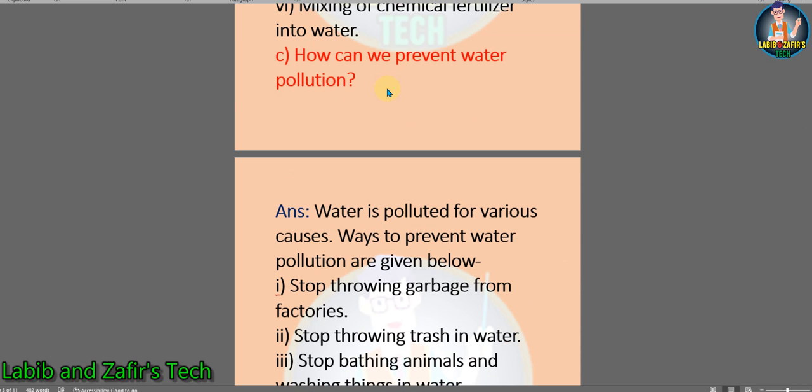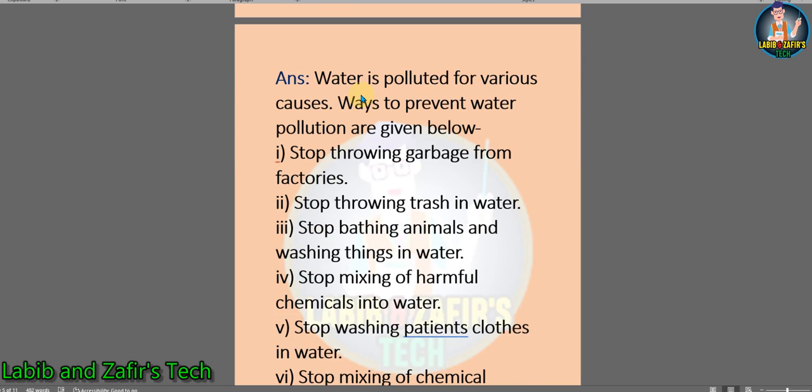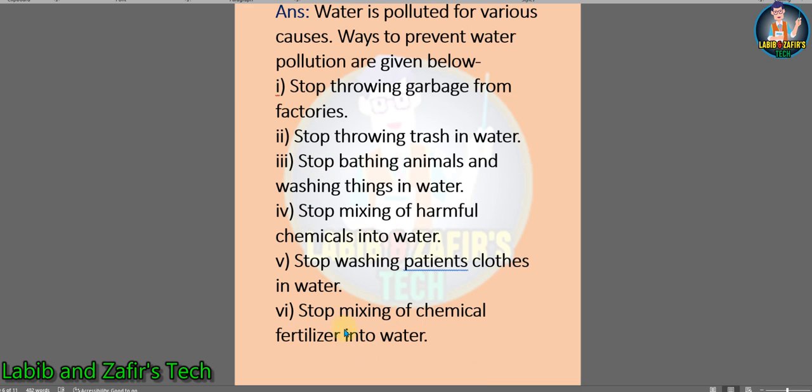So students, this is our third question. So we can see the question is, how can we prevent water pollution? So here is the answer. Water is polluted for various causes. Ways to prevent water pollution are given below. Number 1, stop throwing garbage from factories. Number 2, stop throwing trash in water. Number 3, stop bathing animals and washing things in water. Number 4, stop mixing of harmful chemicals into water. Number 5, stop washing patients' clothes in water. Number 6, stop mixing of chemical fertilizer in water. So students, this is the third question.